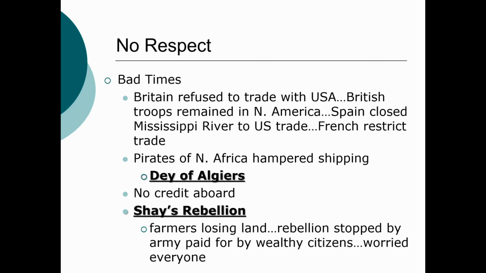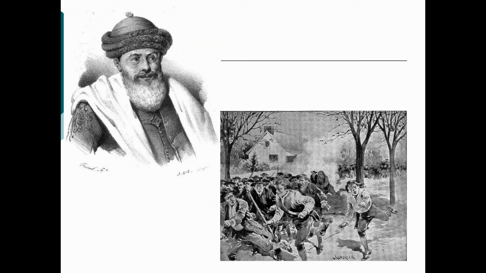So he's going to lead a revolt against the citizens of Massachusetts. The militia in Massachusetts will not be able to stop them. So this shows that the United States Army couldn't even stop a bunch of drunken farmers. And eventually the wealthy people in Massachusetts will have to pay for a militia themselves to stop Shays' Rebellion. This worries everybody. This government cannot even protect its own citizens. This is bad times. Here you see the Dey of Algiers, and you see Shays' Rebellion.